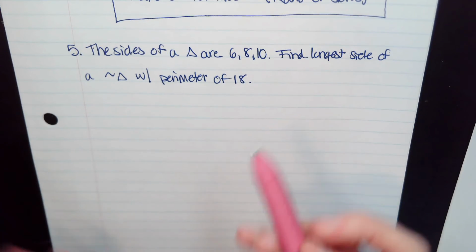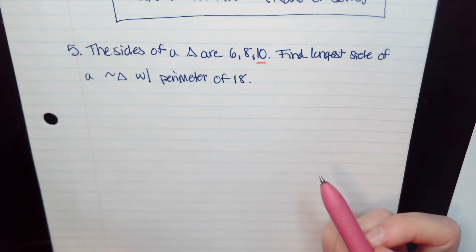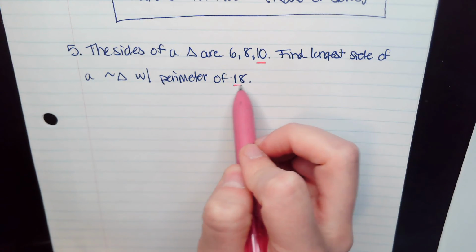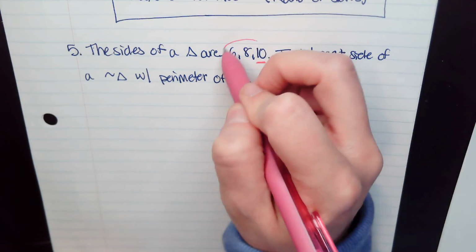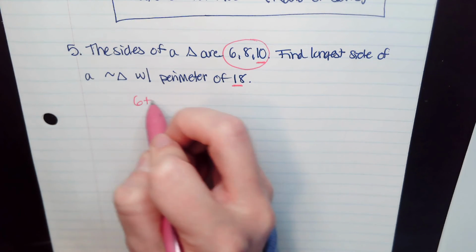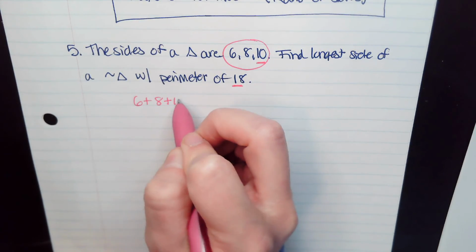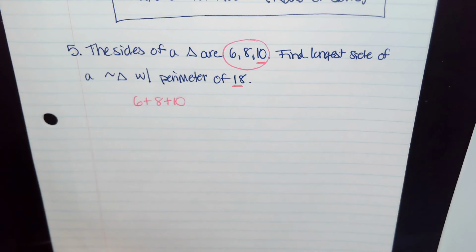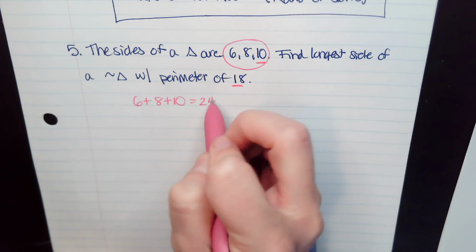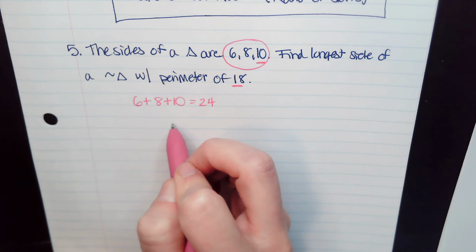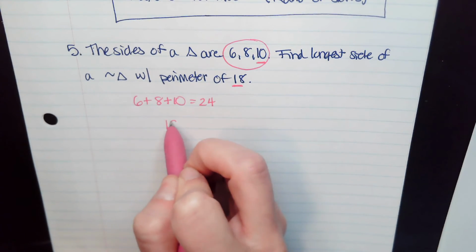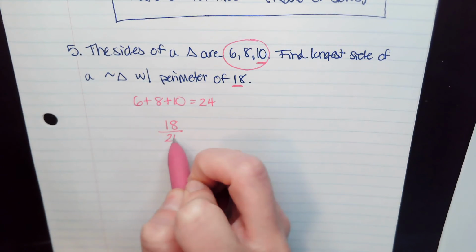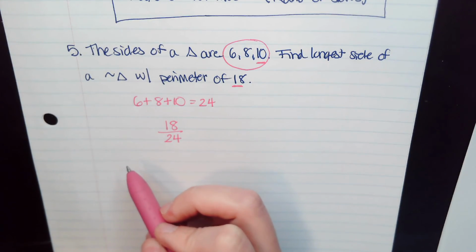All right, so hopefully you looked for the longest side. Here is 10. We know that the perimeter of the other triangle is 18. I can find the perimeter of this triangle by adding 6 plus 8 plus 10 together, and then I can compare those ratios. So we get 24. So now we know that the perimeter of the other triangle is 18, and the perimeter of our given triangle is 24.